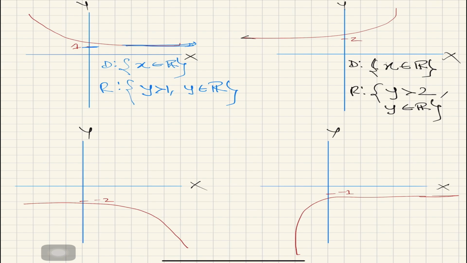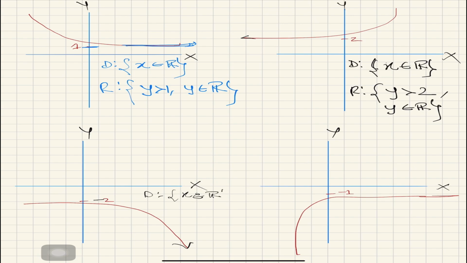Same thing. So it is downward. Whenever it is downward, it's going to be less than, right? So what we have is -2, right? Here, -2. So we can just write down the domain. We already know the domain is all the real numbers.